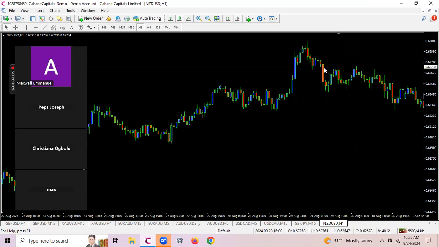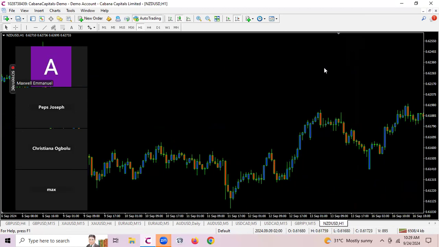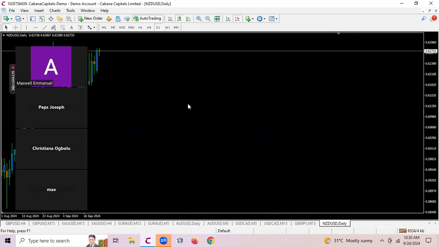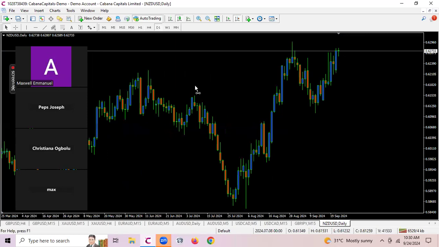So let's start with the daily. As you can see, this is what we had on a daily. Can you see what we have here on a daily? At this point, this is a shooting star candle.